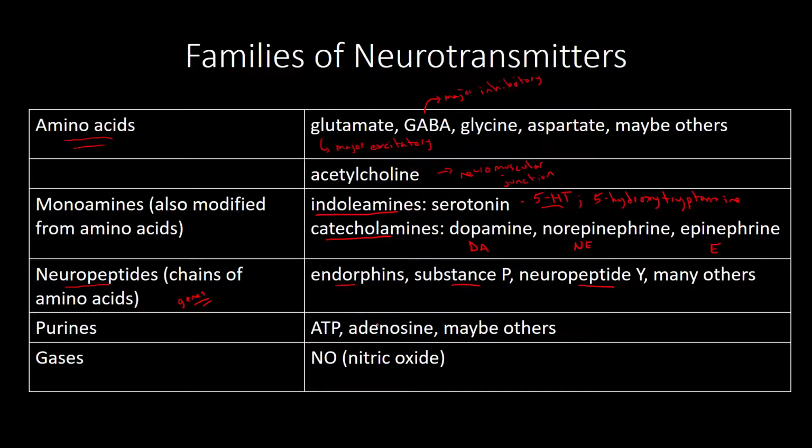Purines like ATP and adenosine. And then there's actually some gas neurotransmitters. The one we're going to talk about is NO, nitric oxide, not nitrous, nitric oxide, NO. This is going to be a retrograde signal. So in general, the flow of information is from a presynaptic neuron to the postsynaptic neuron. Nitric oxide is actually going to carry information from the postsynaptic cell back to the presynaptic cell. And we'll talk about its specific role later on in the semester.